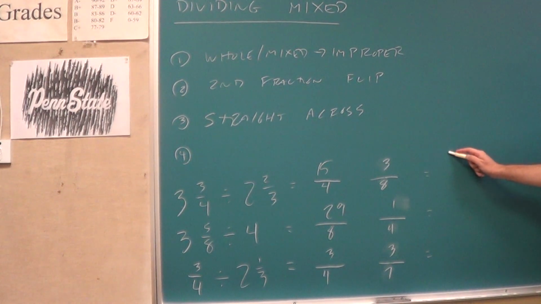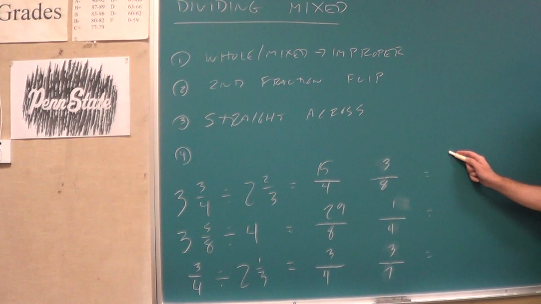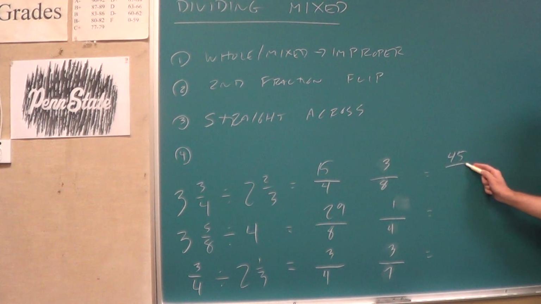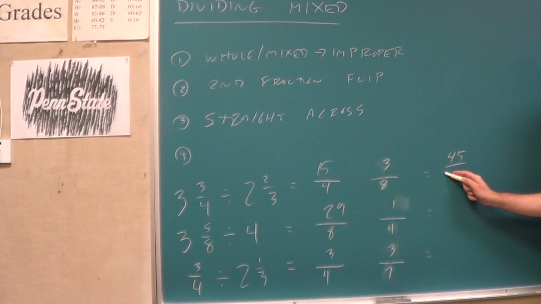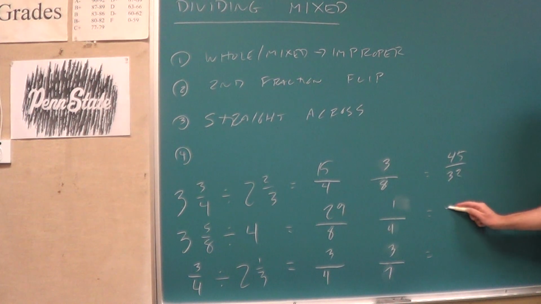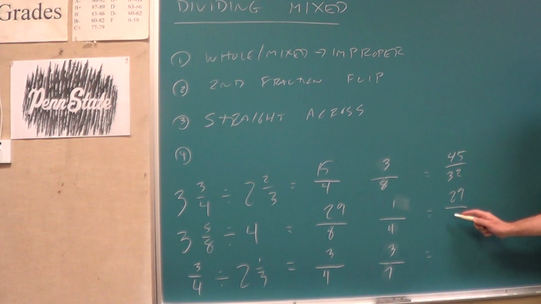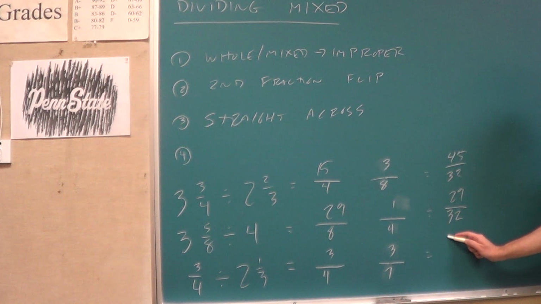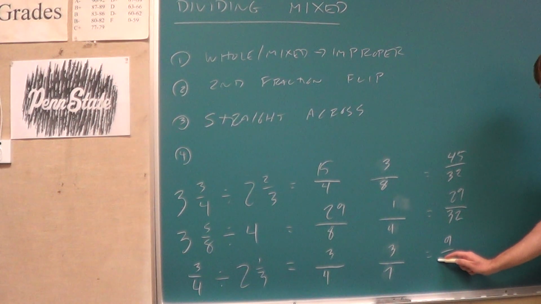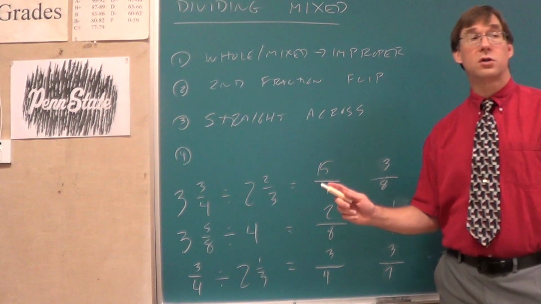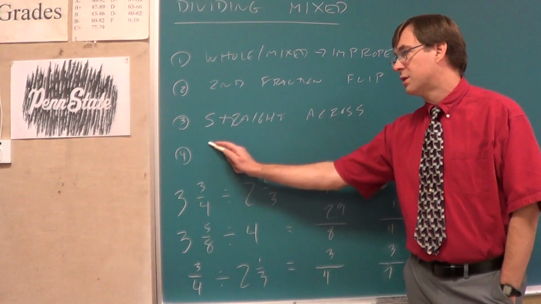Straight across, 15 times 3. Somebody with some good mental math. It is 45. Bottom, 32. This is the best multiplication of the day. 29 times 1, 29. Bottom's 32 again. Top 9. Bottom 28. Yesterday was a for sure move at the finish.